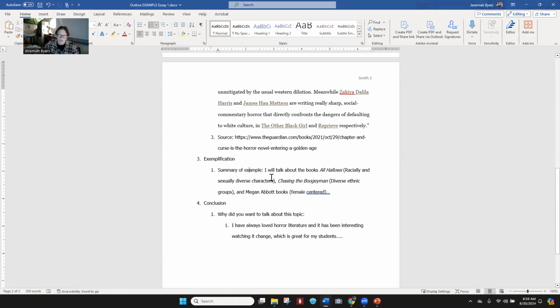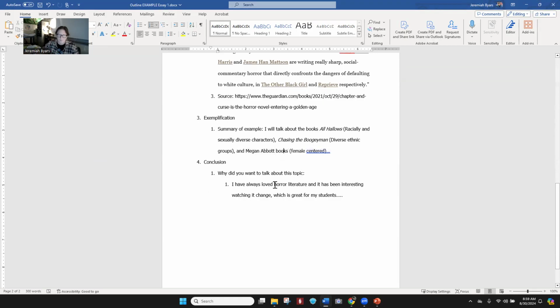Exemplification, summary of example. I will talk about the books All Hallows, which covers racially and sexually diverse characters, Chasing the Boogeyman, which deals with diverse ethnic groups, and Megan Abbott's books, which are female-centered. I will talk about those in my paper. And then conclusion, why did you want to talk about this topic? I've always loved horror literature, and it's been interesting watching it change, which is great for my students, because I teach multicultural literature, where we cover a lot of different perspectives. We're actually doing a film analysis, which you'll do, I think, in 1102 on Candyman.